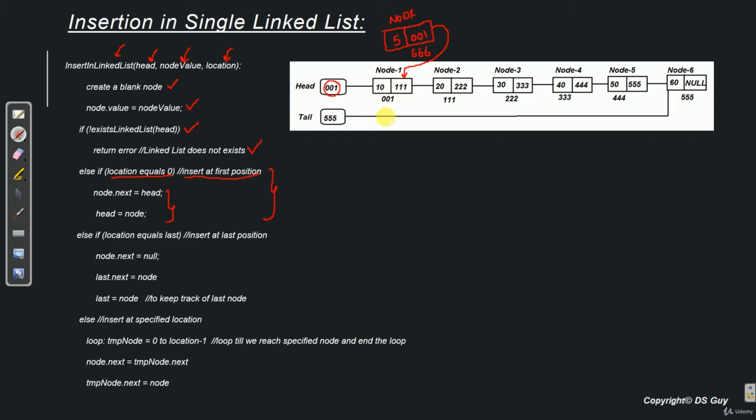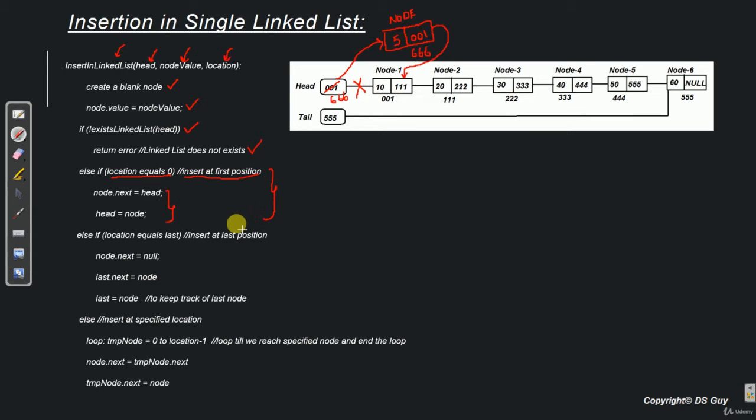Now the next step is we have to point the head at this new node and cancel this link. So how to do that? We have to update the head from 001 to 666. As soon as we do that, a link gets created between head and this node, and the link between head and node 1 gets deleted. So this is how we successfully inserted a new node at the first location.